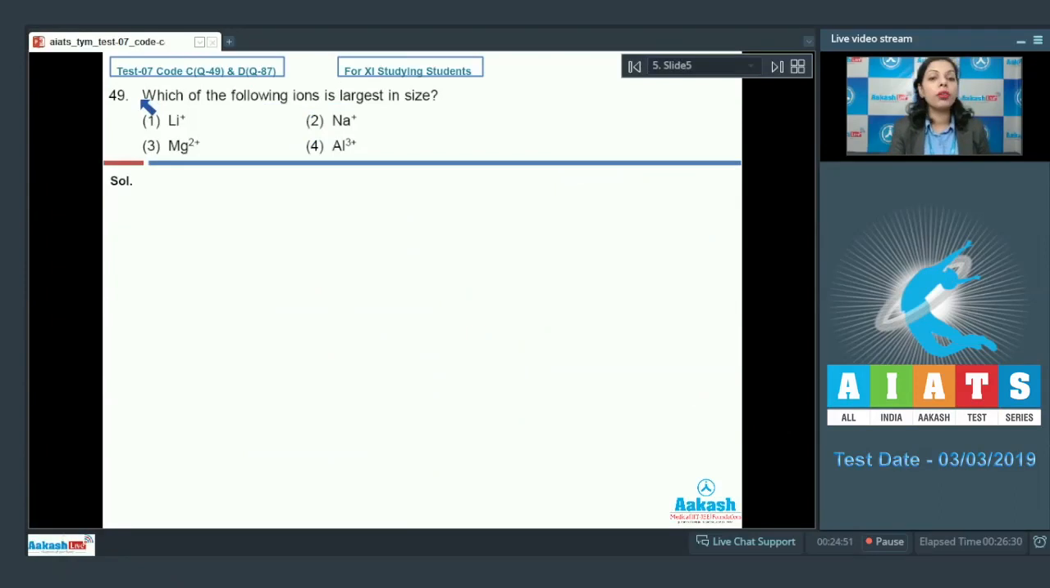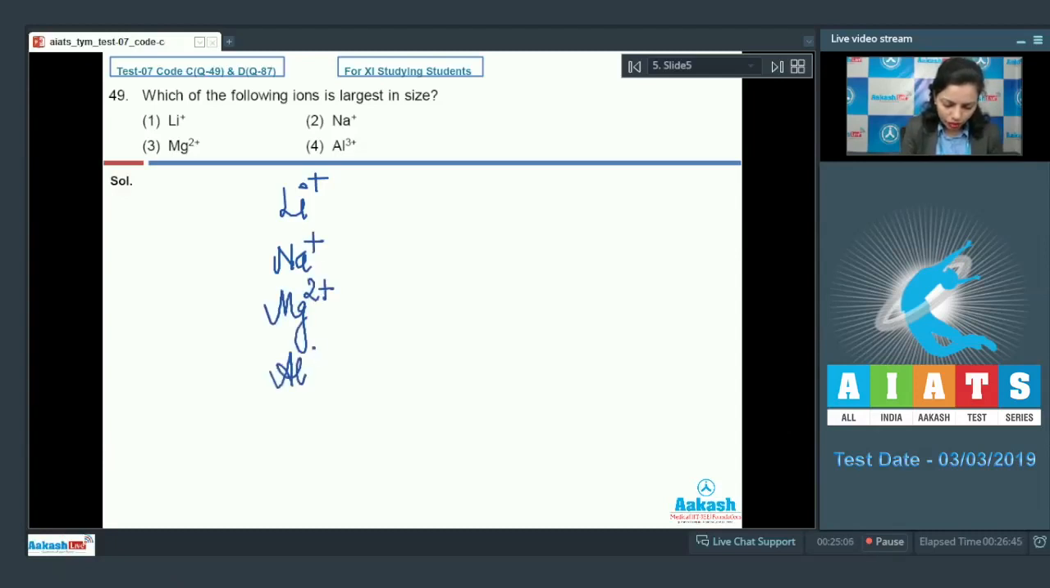After this, question number 49. Which of the following ions is largest in size? We have different ions here. There's a lithium ion, there's sodium ion here, magnesium ion we have Mg2+, and aluminium ion. If I talk about lithium, lithium has atomic number 3. Its configuration is 1s2, 2s1. It means if one electron is lost, its configuration becomes 1s2 for the lithium ion.